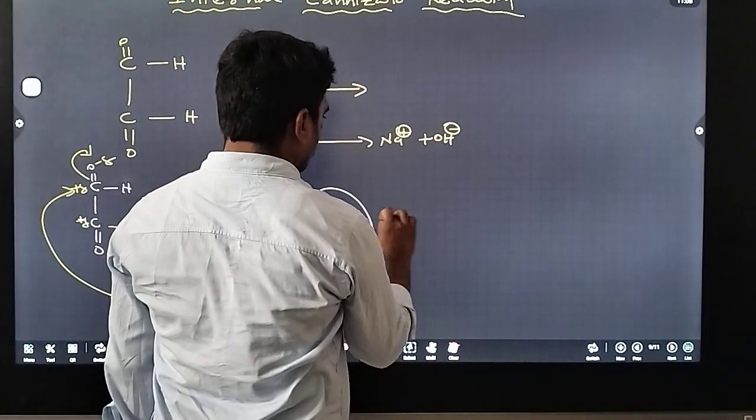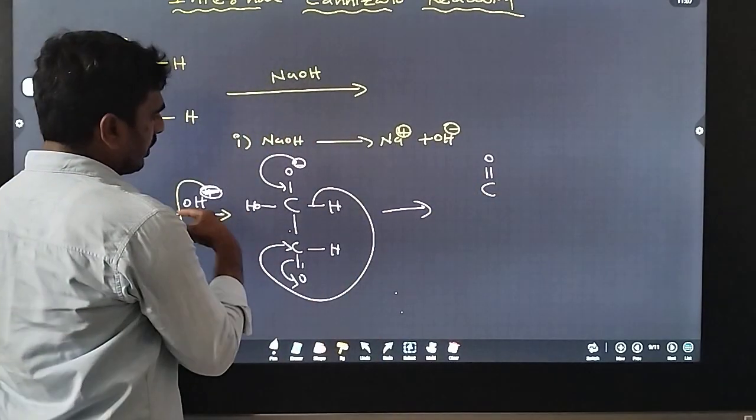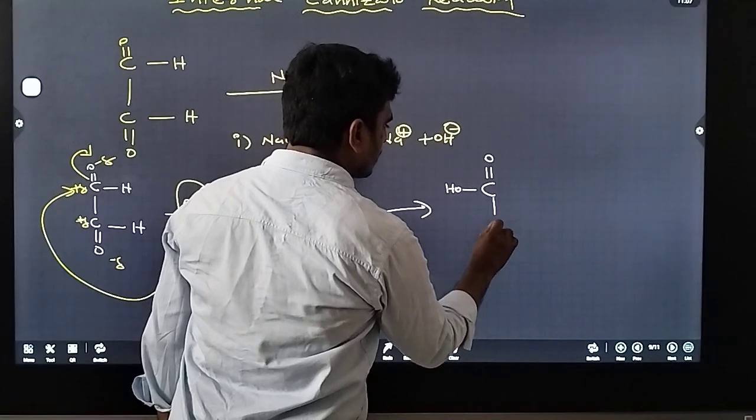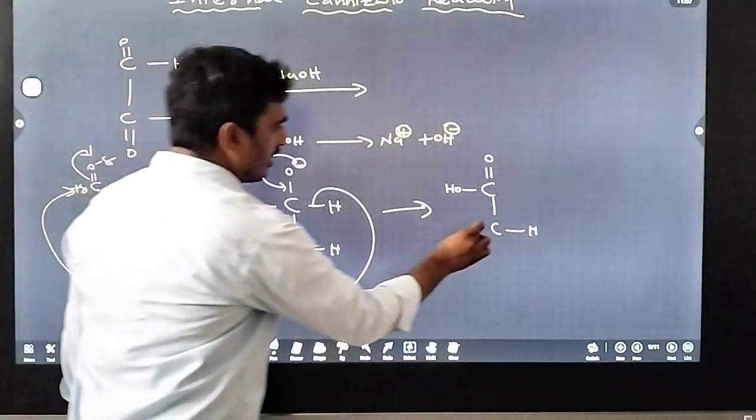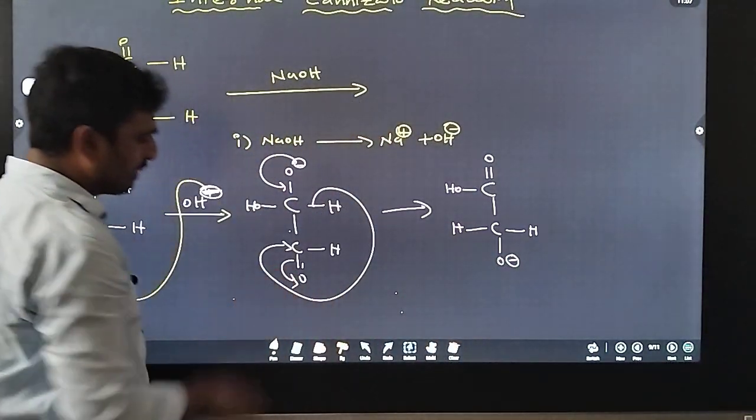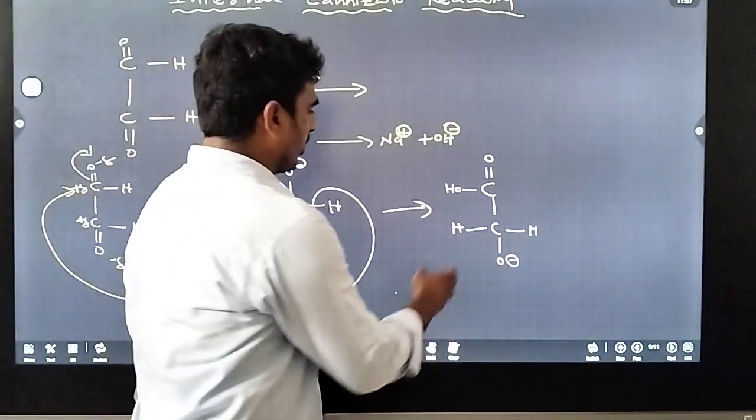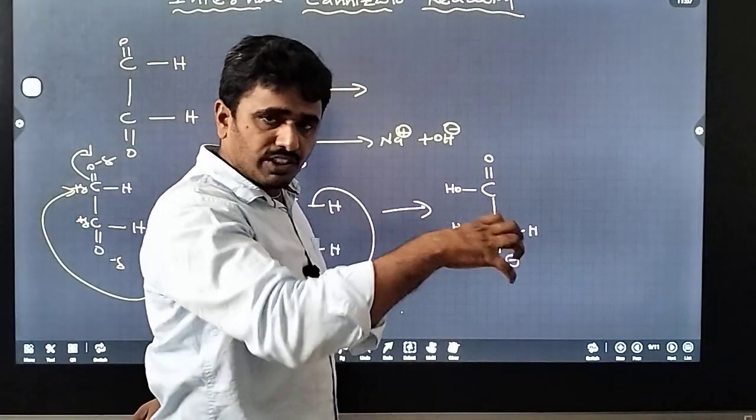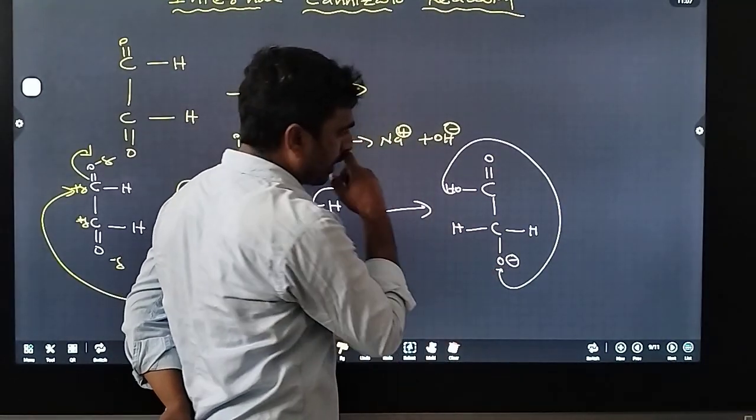So we get C=O, here OH, then this carbon connected to hydrogen. This hydride ion connects to here. Next to O-, electron displacement is towards oxygen. So this is the acid, which provides the H+ ion, and the conjugate base is strong, so it can accept the proton. That's why this proton attacks here.